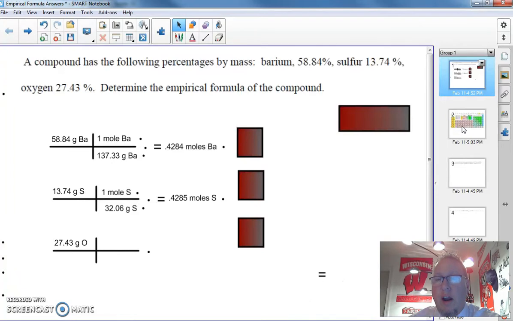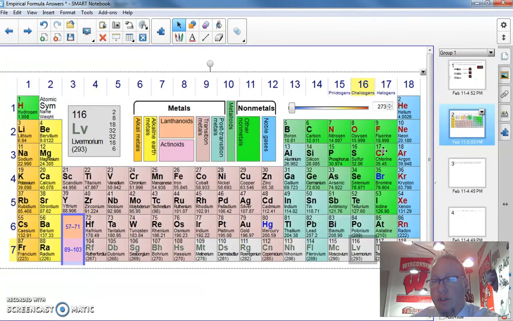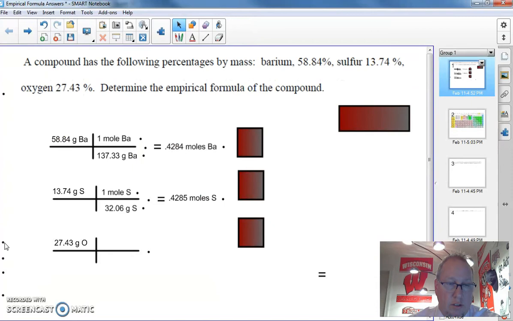The last conversion is for oxygen. So to find the conversion factor for oxygen, I'm going to look at the periodic table. There are 15.999 grams of oxygen in 1 mole of oxygen. So those two things are equal to one another. 15.999 grams is equal to 1 mole of oxygen. Again, putting them into the table in the right order. The grams has to go on the bottom so that units cancel. And this is equal to 1.715.